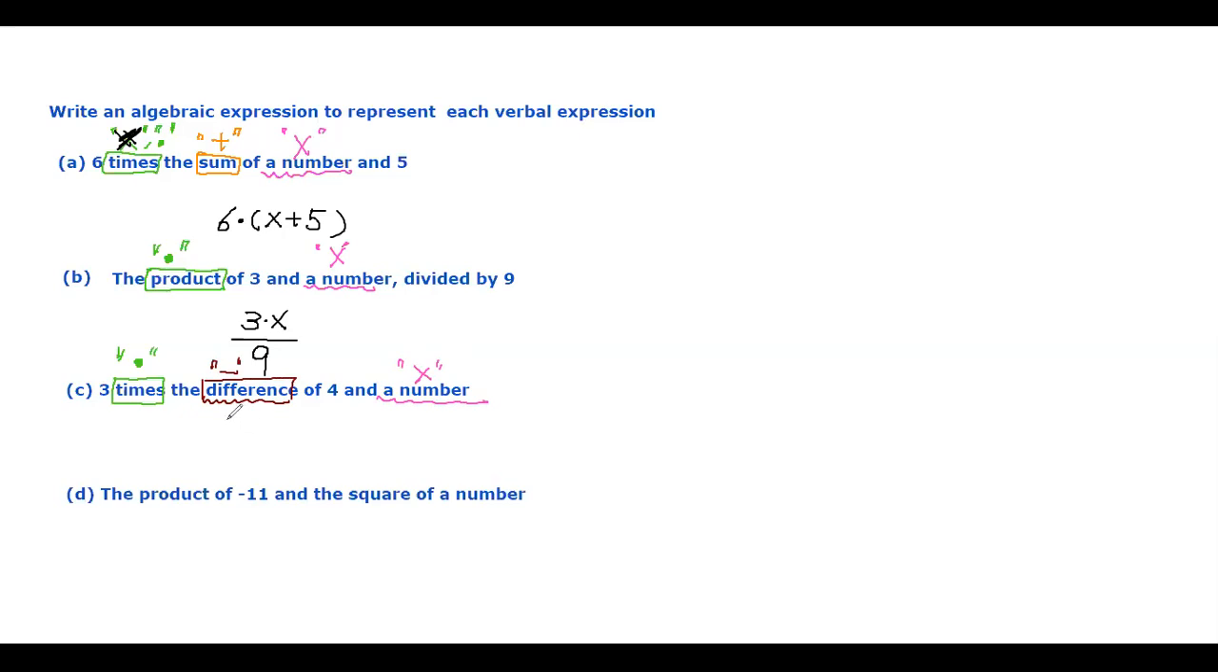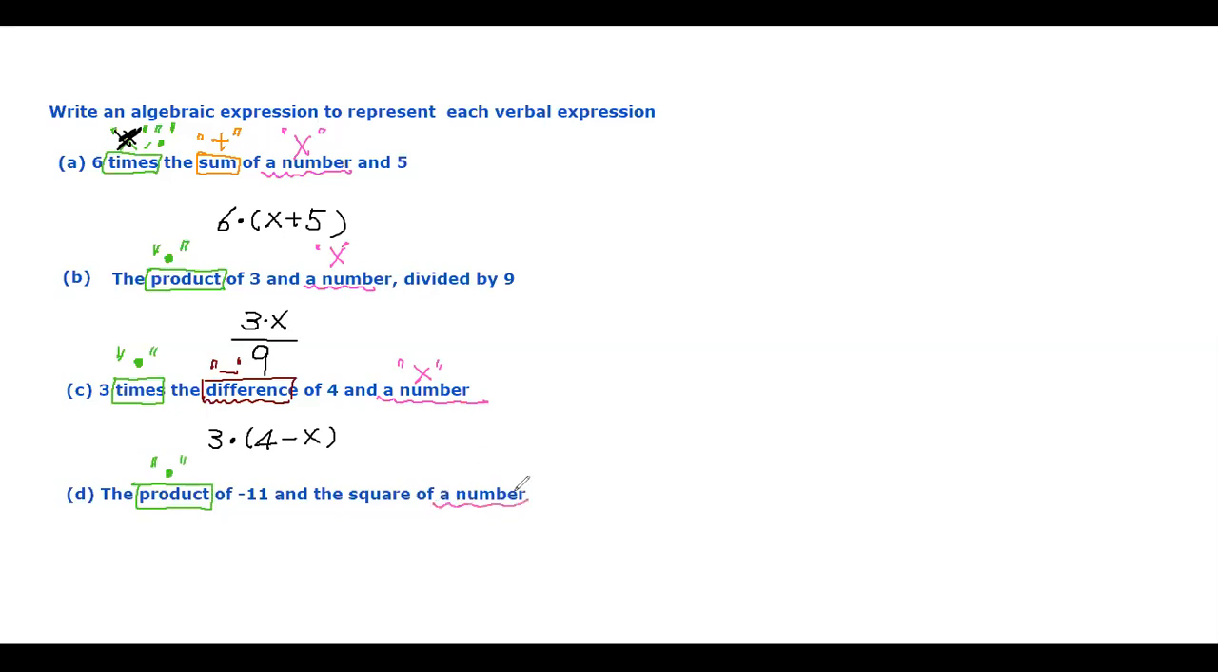Now let's see here. This will be 3 times the difference of 4 and the number. So it's 4 minus x here, right? Now the next one, we say the product. Product again is multiplication, right? So the product of 11 and the square of a number. The same thing here.